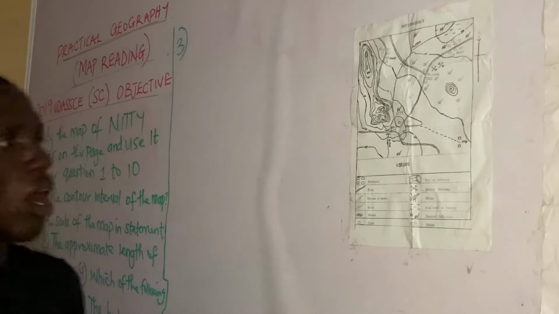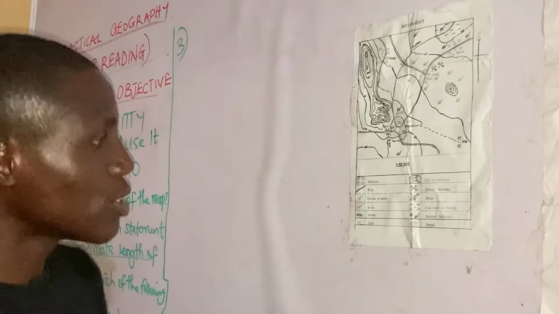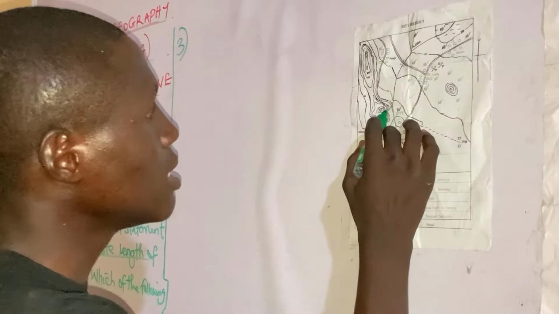Now let's do question 3. It says: the approximate length of the river of Fond, the region of Fond. What is the approximate length of the River Fond? You can see this river. This is a river. It has a bridge. You can see this is a bridge.